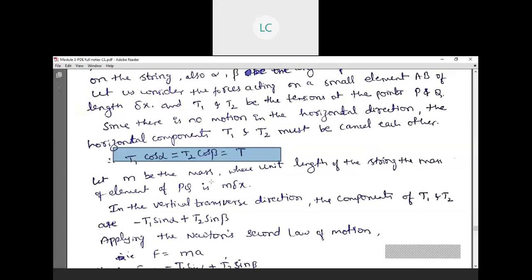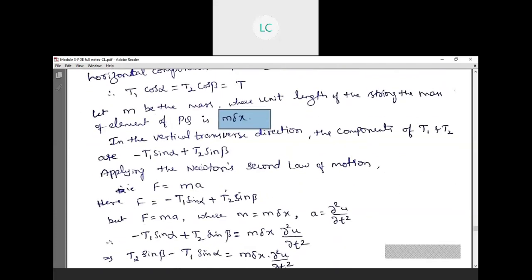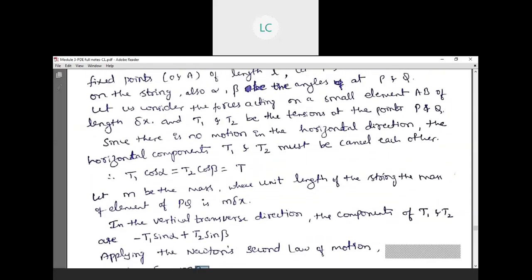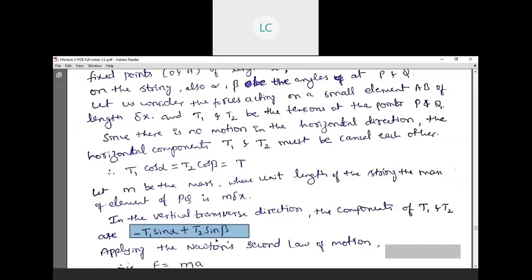Let m be the mass per unit length of the string, so the mass of the element PQ is m delta x. We already know Newton's second law of motion, F is equal to ma. F represents force, m represents mass, a represents acceleration, right? Here according to our graph, the mass is m into delta x, and in the vertical transverse direction the components of T1 and T2 can be written as minus T1 sin alpha plus T2 sin beta.